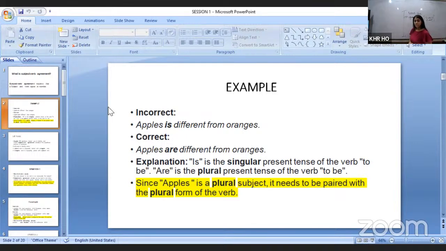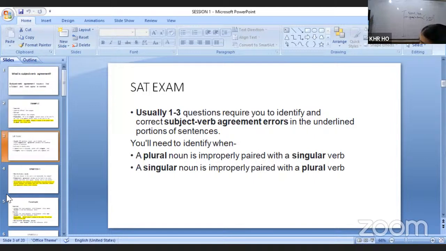However, when you get a question in the SAT exam, you'll not get it so simple. I'll show you those examples also. In the sentence itself, you have to identify what the subject is. Sometimes we misunderstand the subject and go with plural goes with plural, but there are high chances that the subject is singular. So this is something you need to be careful about. You need to identify in your SAT exam that a plural noun is improperly paired with a singular verb and all these things.